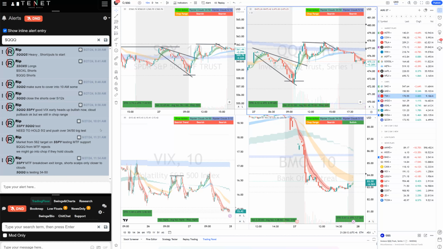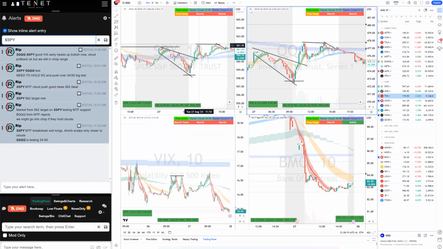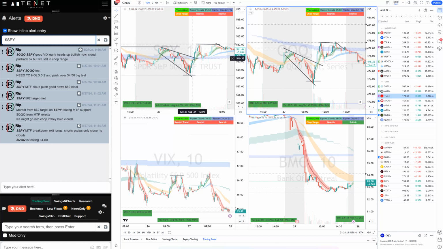That's how I guided the community towards our 562 target on SPY and towards the high of the day, pre-market highs target on the QQQs, into the MTF clouds. You see here SPY is also breaking out over MTF clouds. That gives you even more conviction. So that was a decent trade. Options went decent profit on options this morning on the long side for the community.